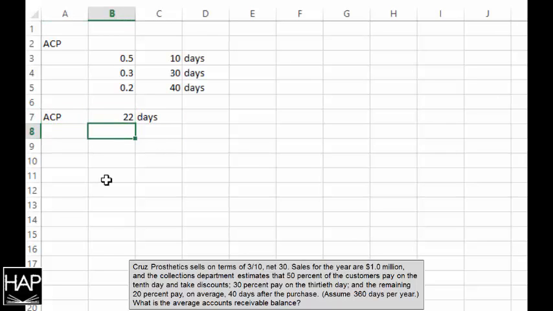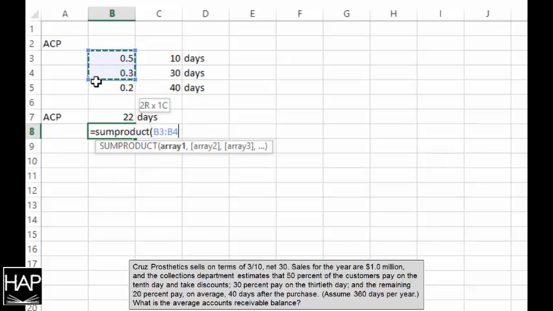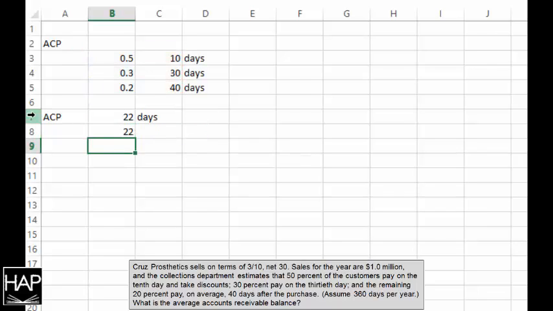In Excel, there's also a function called sum product, which allows me to multiply and add different columns. So instead of manually taking the percentage in column B, multiplying it with the number of days in column C, and then adding it to the next row, what I can do is use the sum product function, select the percentages here, and that's the first array, and then I select the days in the second array, and it gives me the same figure. So it's a little bit faster than going through it manually to calculate the average collection period.